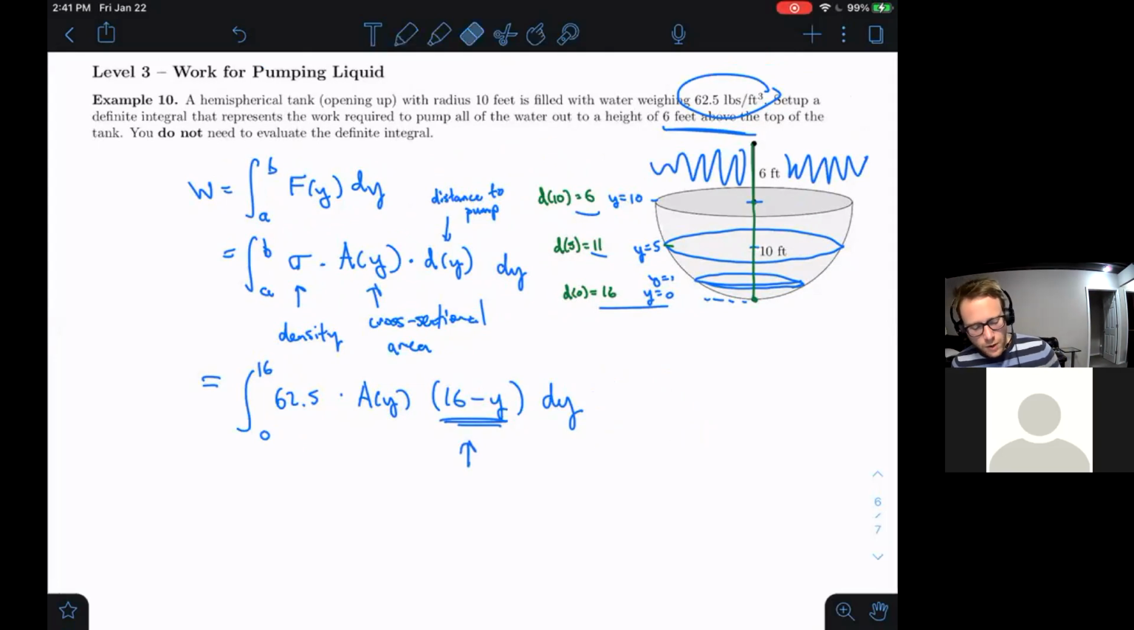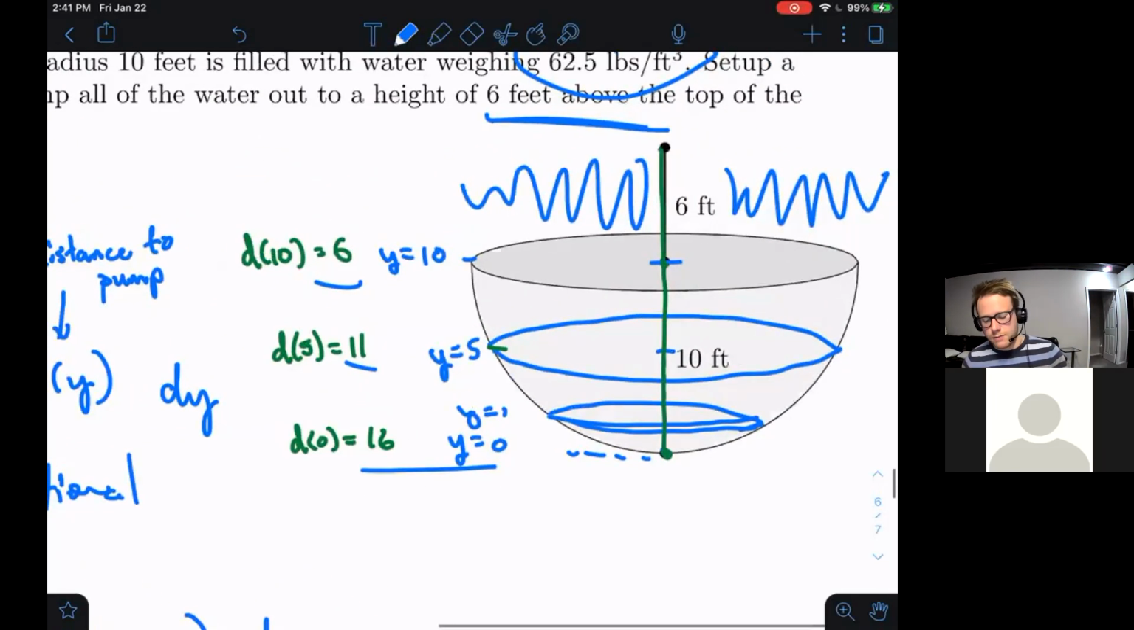So really the liquid only exists between 0 and 10. That's really where you're doing the pumping, right? That's where you really need to apply the work. If you do from 0 to 16, it implies that there's actually more liquid up here, which there's not.